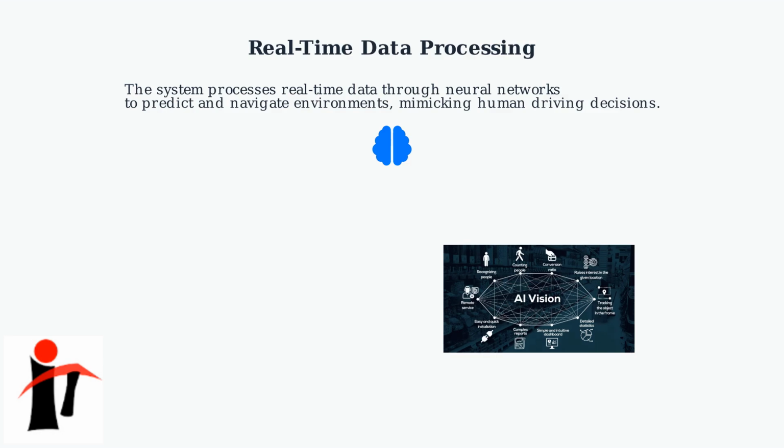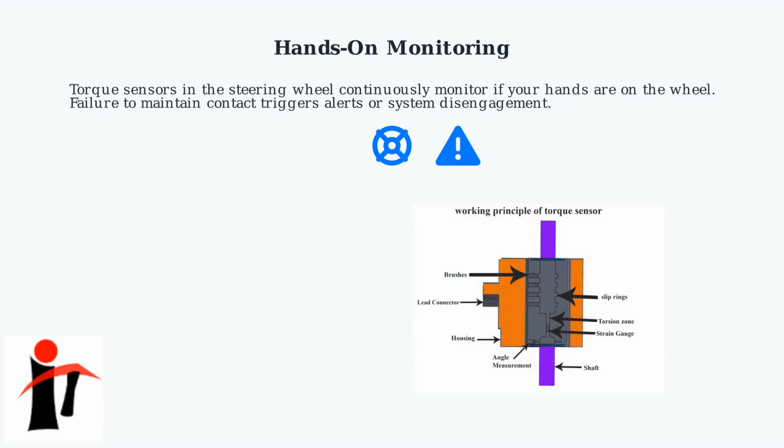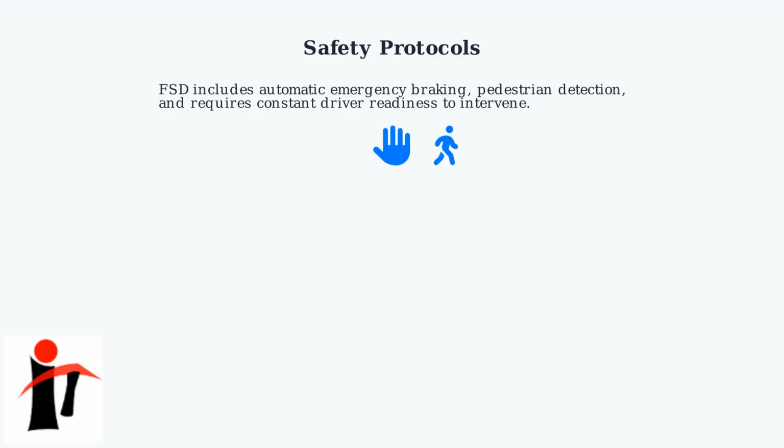Critical to FSD's operation are torque sensors embedded in the steering wheel that detect when your hands are gripping it. This ensures active driver supervision at all times. If the system detects no hands on the wheel for too long, it will issue visual and audible alerts and may automatically disengage if you don't respond. Safety is paramount in FSD, featuring automatic emergency braking to avoid collisions and advanced pedestrian detection capabilities. The system is designed to handle many driving scenarios, but always requires the driver to remain alert and ready to take control at any moment.